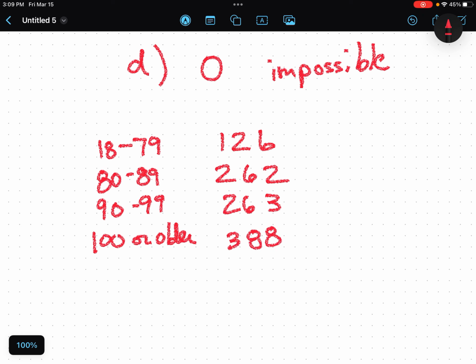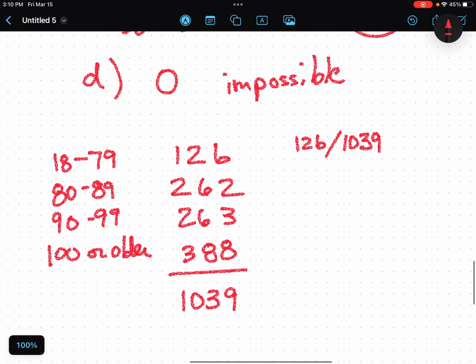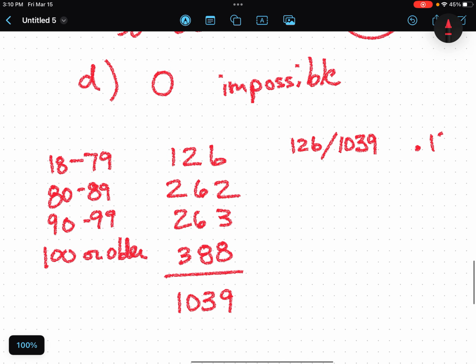When you're making a frequency, or not a frequency, almost did it again, a probability model, the first thing I would do is add all those together so that we know how many people were actually involved. There were 1,039 people. Now, to construct a probability model, I'm going to take the 126 and divide it by 1,039, which I almost misspoke and said frequency table, and if you think about it, they're kind of the same thing.